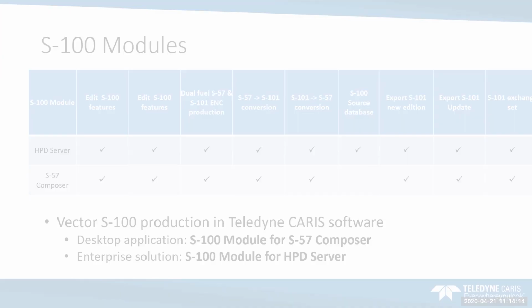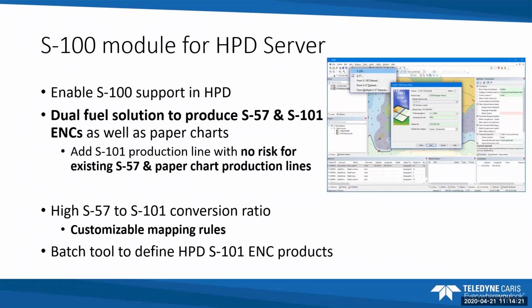Here is a slide specifically on the S-100 module for HPD Server, which enables S-100 support in HPD. So you'll be able, with that module, to have production lines for S-57 ENC, S-101 ENCs, as well as paper charts. And at the moment, the paper charts are using an S-57 feature catalog that is extended with cartographic object and attribute classes.